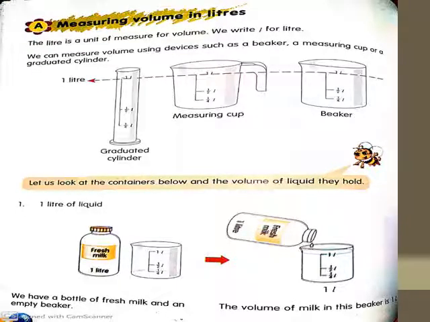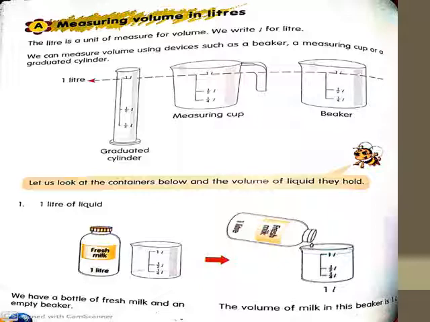So in this example you see that on the fresh milk it is written 1 liter, but if you have a liquid in which you don't know how much liquid it is, you can measure it with the help of these tools: graduated cylinder, measuring cup, and beaker. If you put any liquid in the beaker and you look at its level, and you can see it's full up to half, you will say it is half liter. Or if it is at the quarter, you will say it's quarter liter. And if it is at 1, we'll say 1 liter. Okay, we know this very well now.